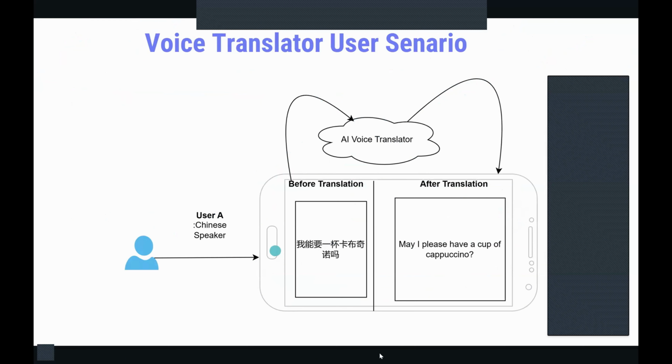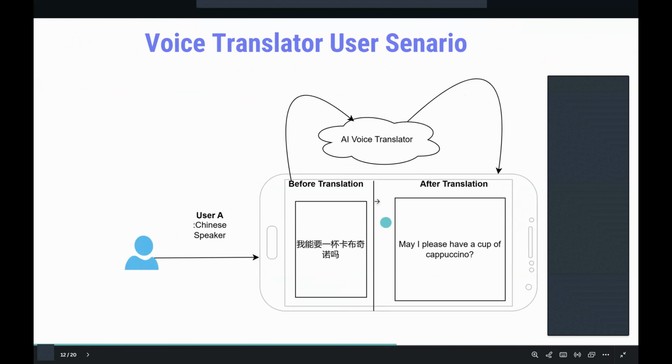And then on one side of our device, the AI will recognize what he said and pop the speech up on one side of the screen. And then after the AI voice translator processes it, the English translation will be shown on the other side of the screen, and that solves the problem for user A.